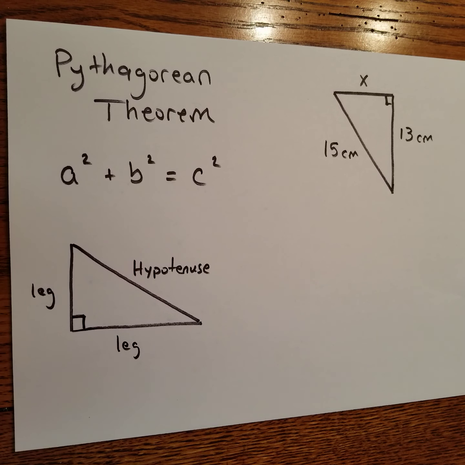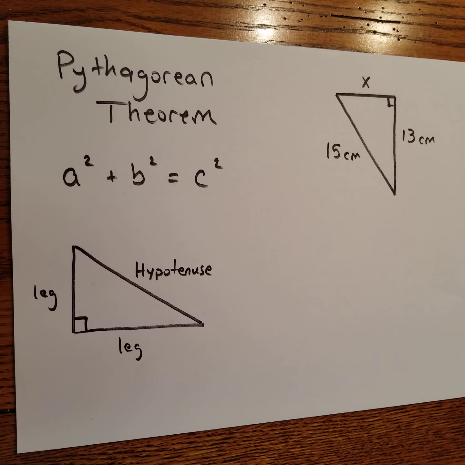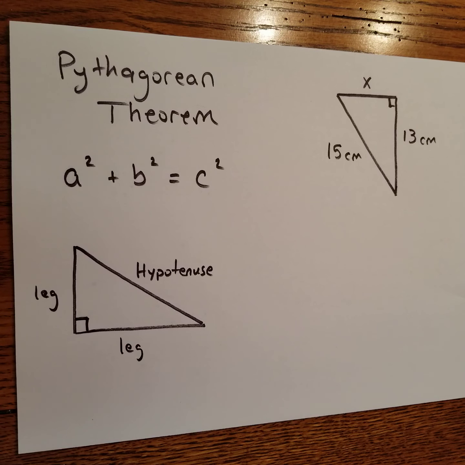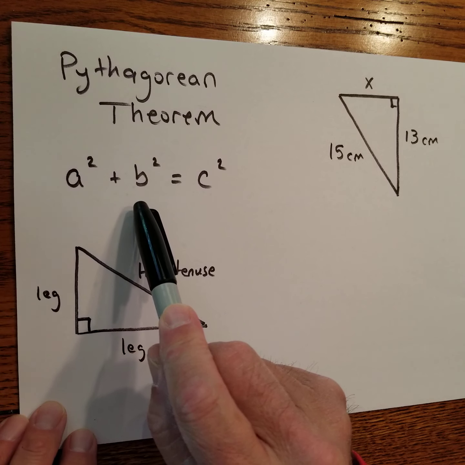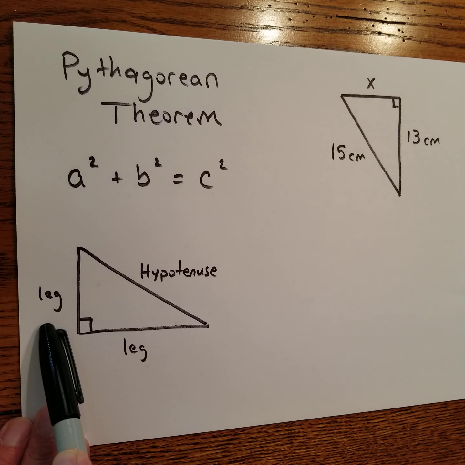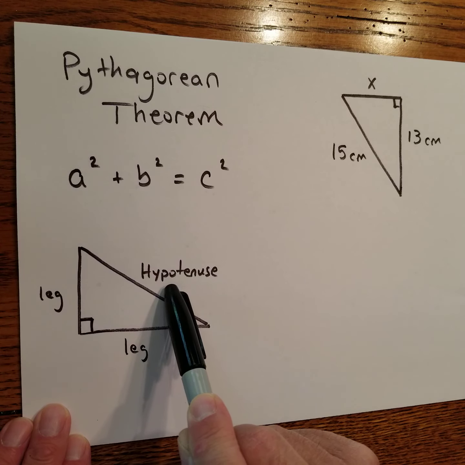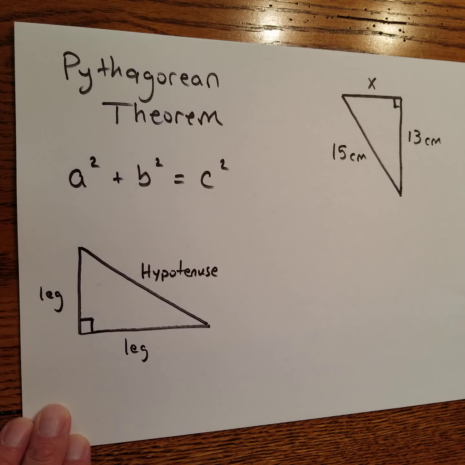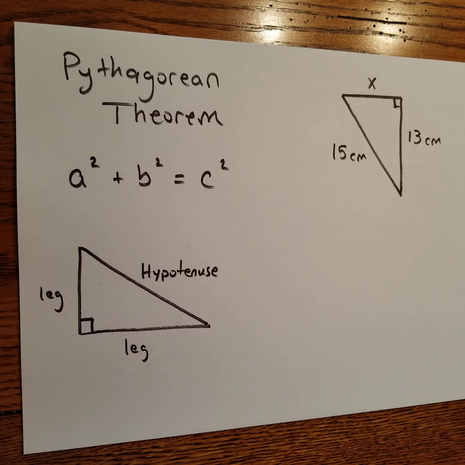All right, students. In a previous video, we studied the Pythagorean Theorem. A squared plus b squared equals c squared, where a and b are the legs of a right triangle, and c is the hypotenuse, being the side that is across from the right angle.